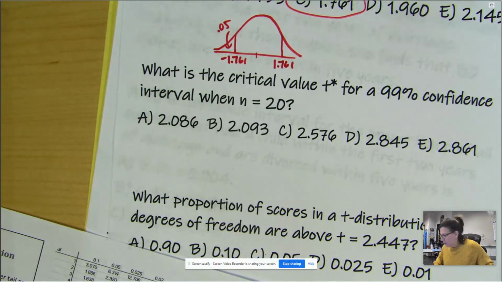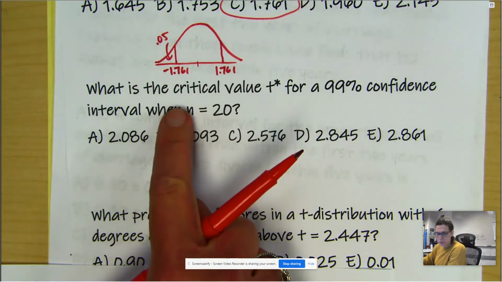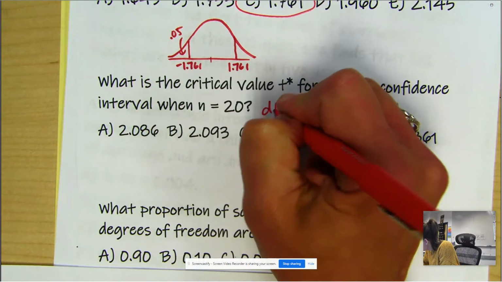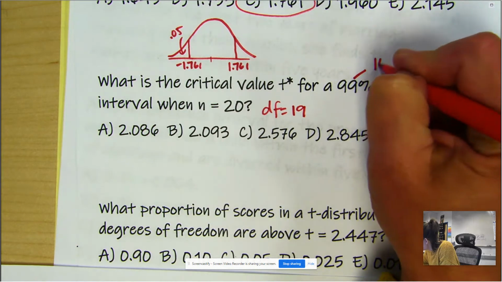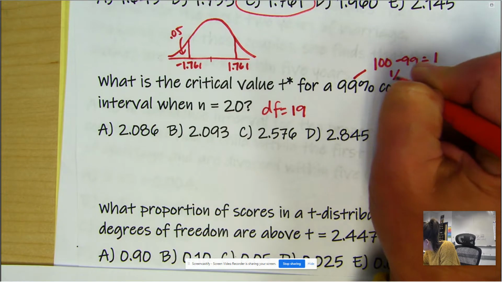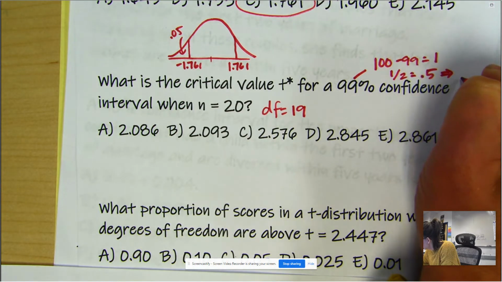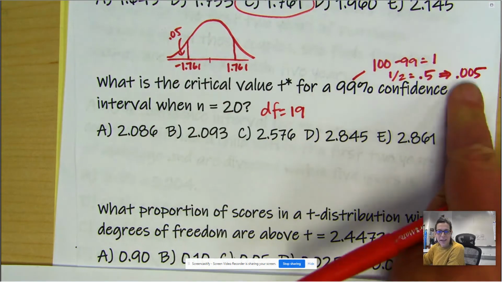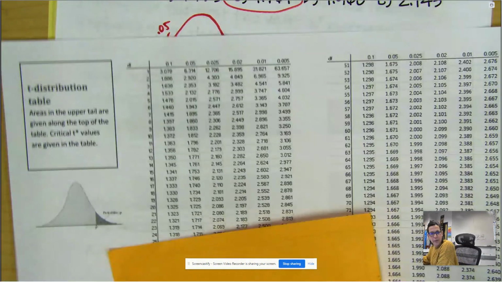Number 2, what is the critical value T star for a 99% confidence interval when n equals 20? So degrees of freedom equals 19, and for a 99% confidence interval, you're going to go 100 minus 99 is 1. Then you're going to cut 1 in half, which is 0.5. And then you're going to convert that to a decimal, 0.005.